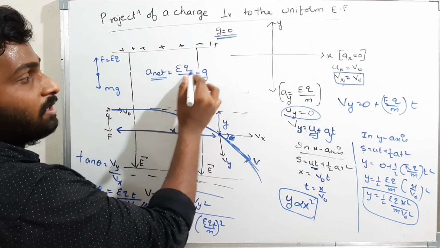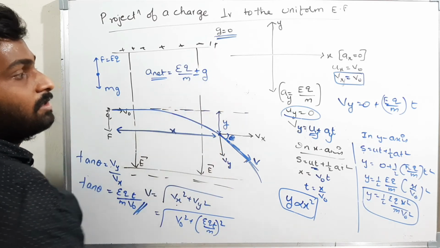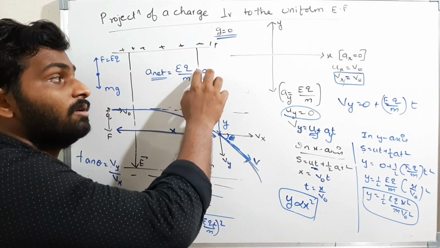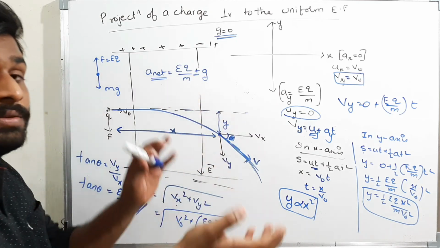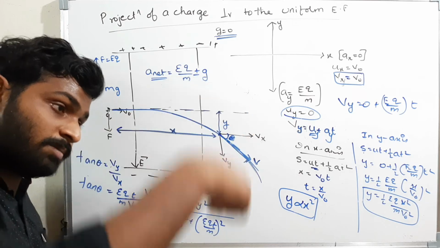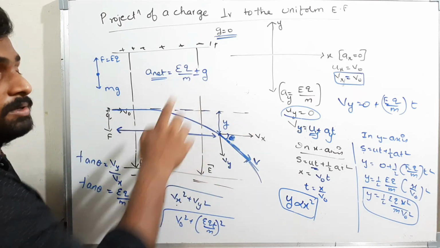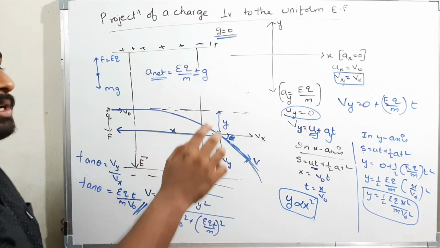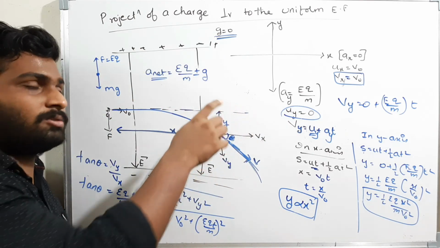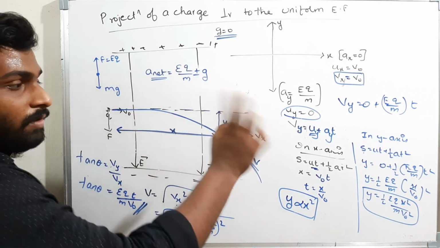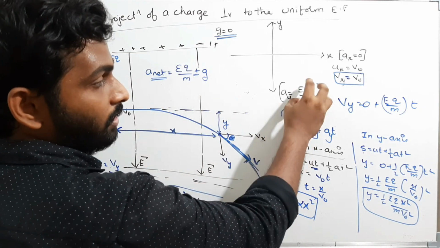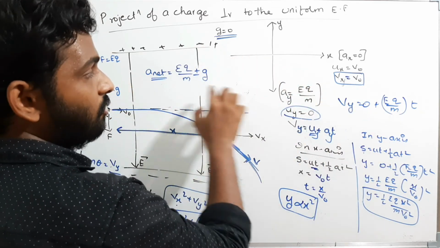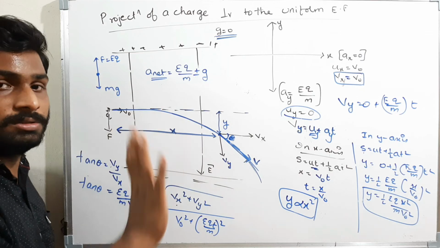That means the net acceleration is eq by m plus or minus g. I will take the sign depending on the direction of the electric field. If the electric field direction and the gravitational force downwards are in the same direction, I take plus. If they are in opposite directions, I take minus. Everywhere, instead of ay, keep this value and you will get the answers. There is no other change.